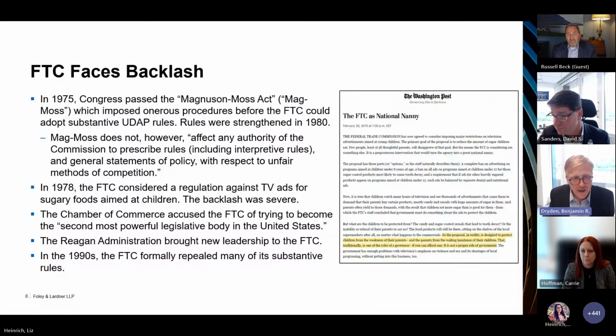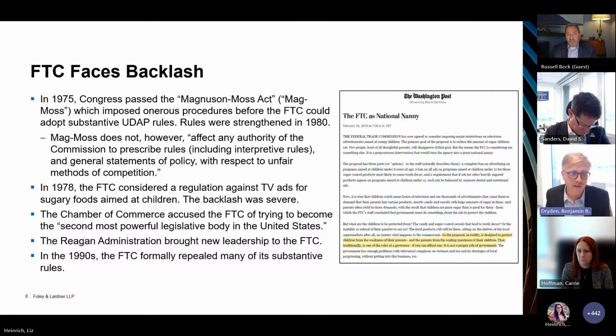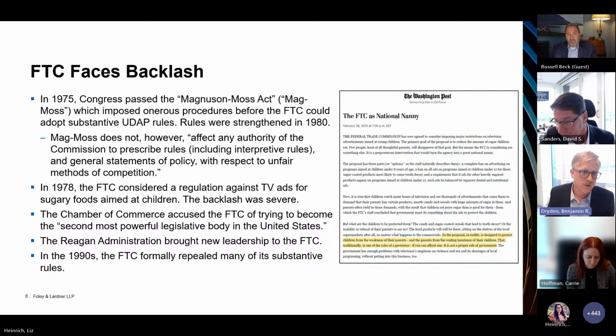Now, importantly, we'll come back to this, but the Magnuson-Moss Act does not affect any authority of the Commission to prescribe rules and general statements of policy with respect to UMCs. That's an important caveat we're going to come back to. But historically, what happened was then there was the Reagan Revolution. The FTC had new leadership. They kind of reframed their mandate to focus on traditional antitrust and consumer protection issues. And a lot of the rules that were adopted in the 60s and 70s were then formally withdrawn by the 1990s. Next slide.